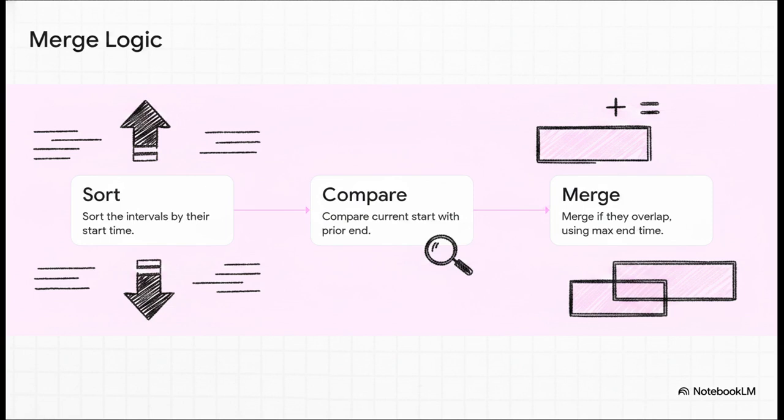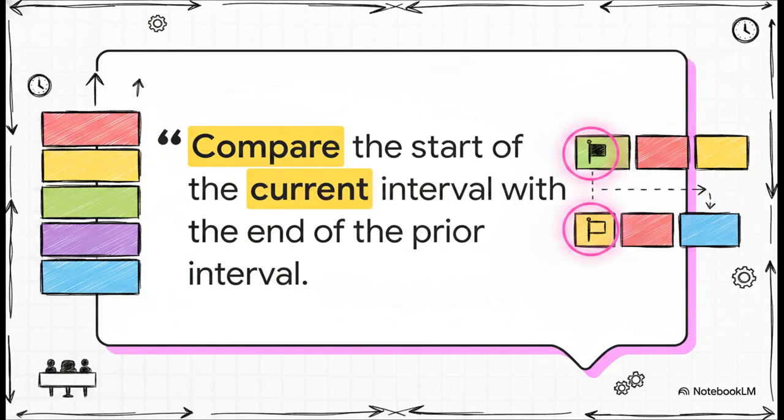This super simple 3-step abstraction takes all the messy, raw code of merge intervals and distills it into a pure, universal procedure. Seriously, lock this golden rule into your memory right now. Sort first, then compare the start of the current interval with the end of the prior interval.